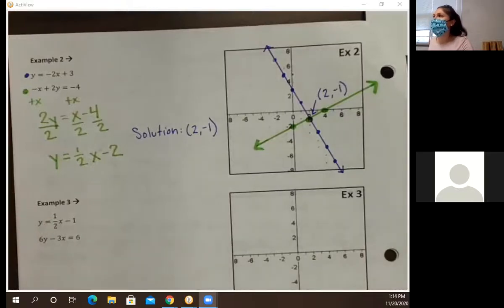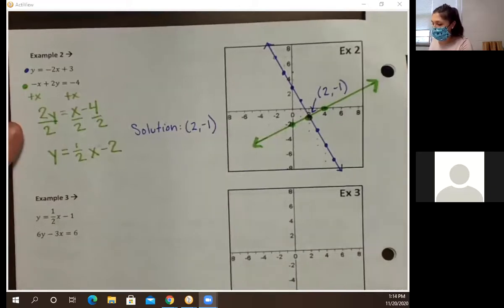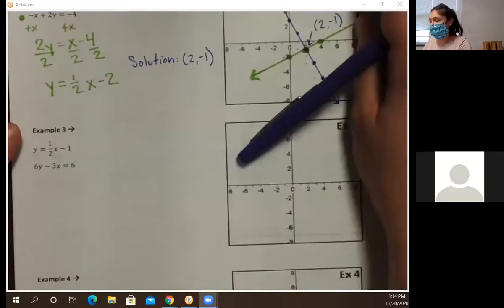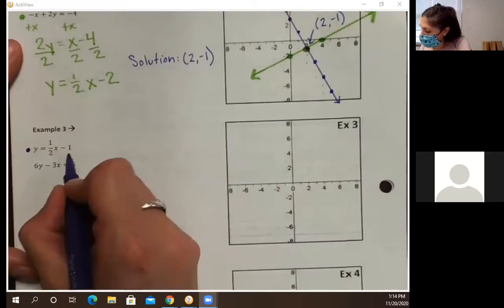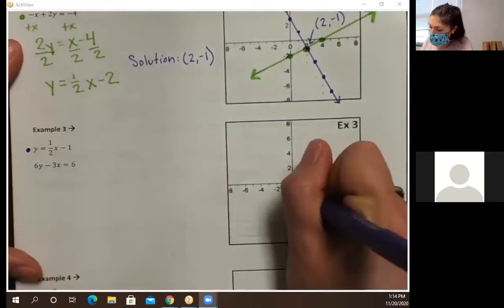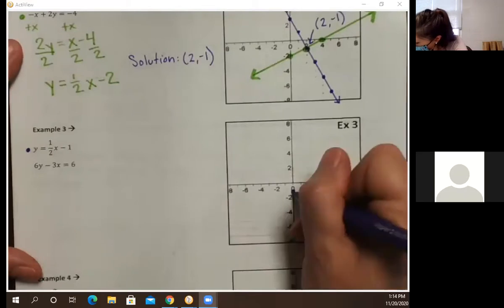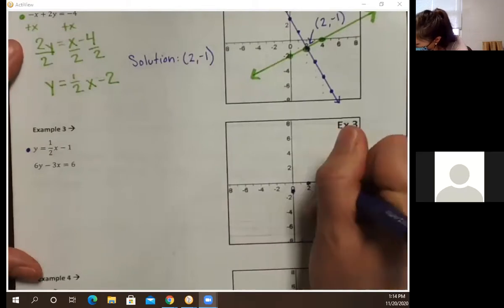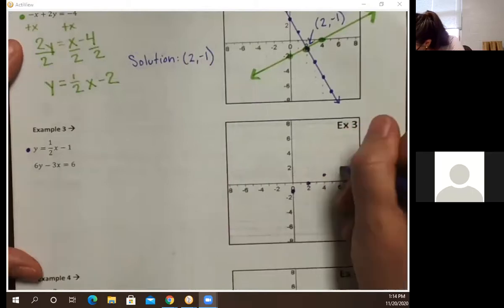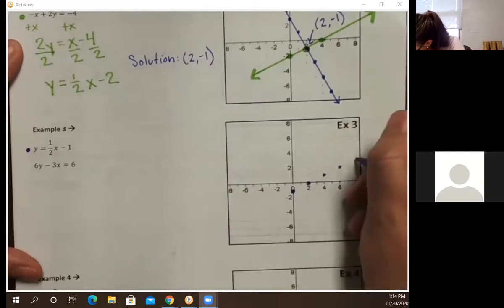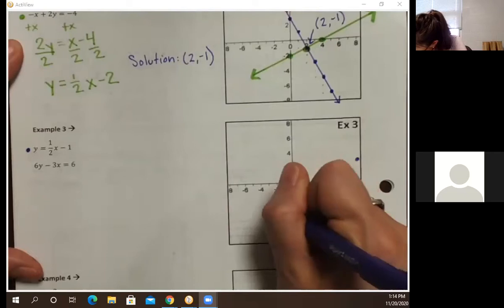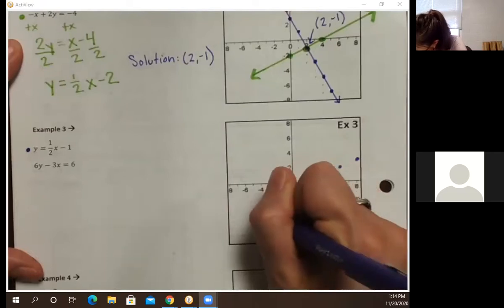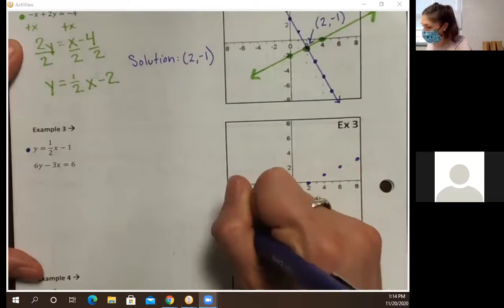Again, I graphed each line and I looked at where they intersect. Example 3, same idea. We've got 2 lines to graph. So for this first one, my y-intercept is at -1, and my slope is 1/2. So up 1 over 2, up 1 over 2, up 1 over 2, up 1 over 2, down 1, back 2, down 1, back 2, down 1, back 2, down 1, back 2.